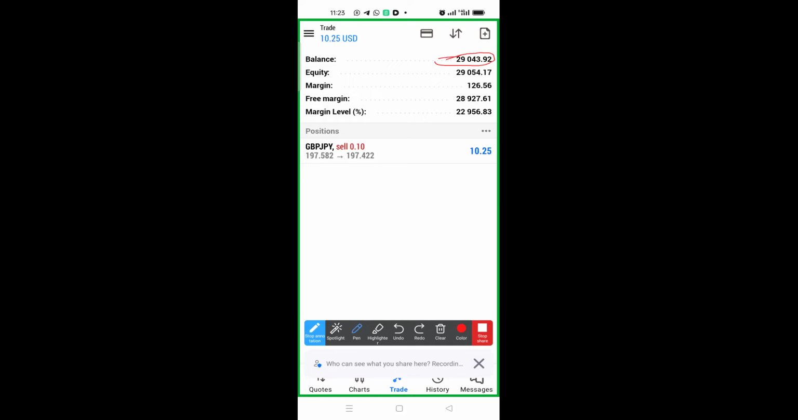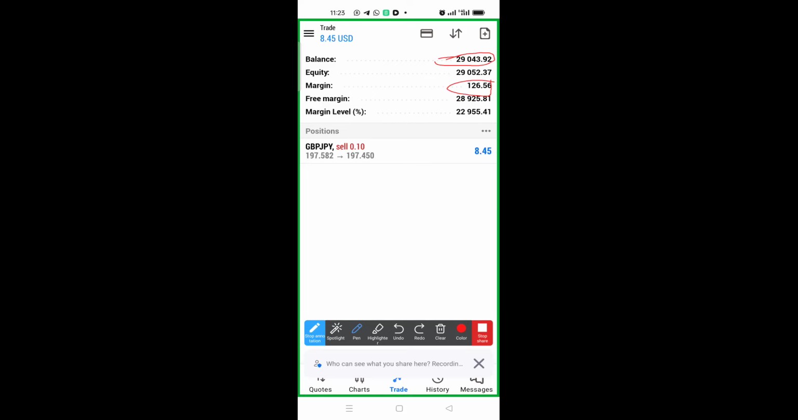Now, the margin is also not moving. Why? Because the margin is the money you set aside to have taken this trade. That's the money that has been set aside to have taken the trade. So the margin will not move.